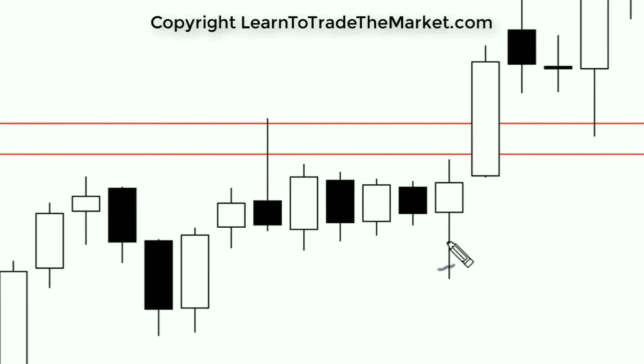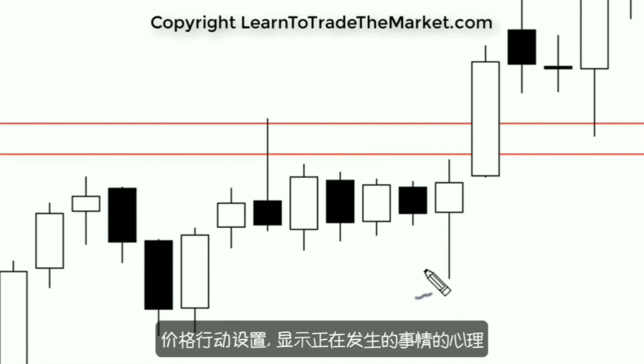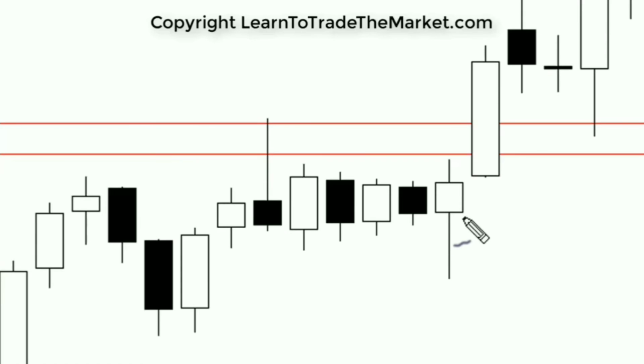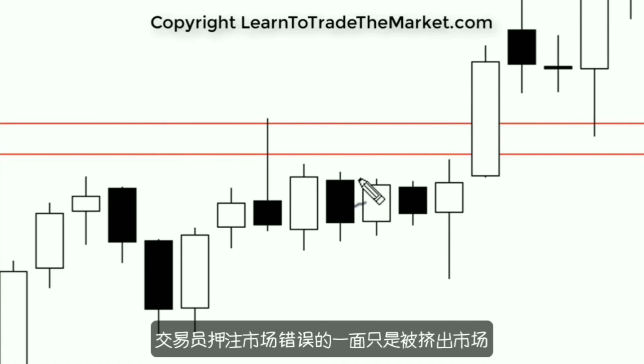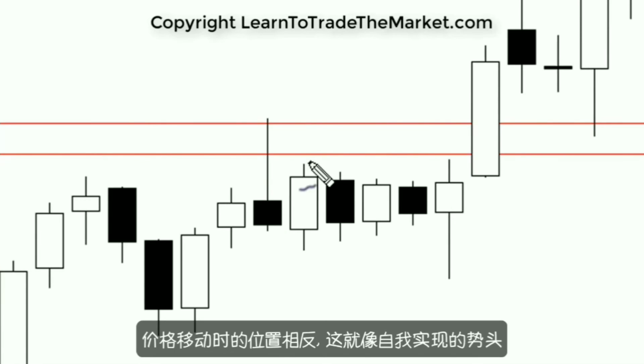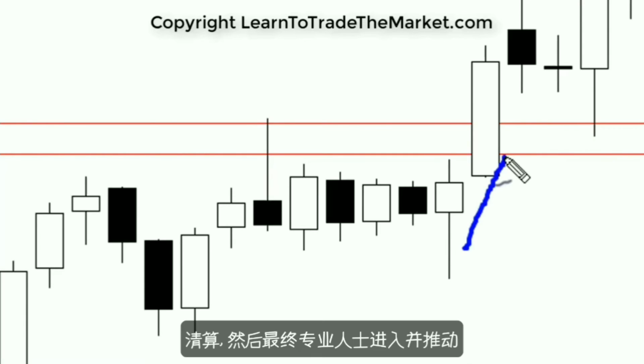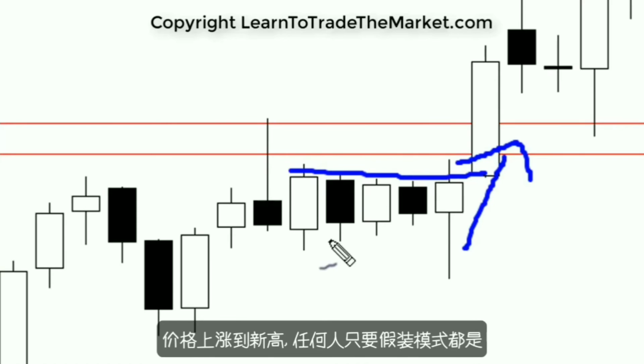It's a very powerful price action setup that shows the psychology of what's taking place between the buyers and sellers at that time, where you have the majority of the traders betting on the wrong side of the market, only to get squeezed out of their positions as price moves the other way. It's like a self-fulfilling momentum. Prices start to move the other way, traders start panicking, they stop out, they liquidate, and then ultimately the professionals come in and drive the price through to new highs.